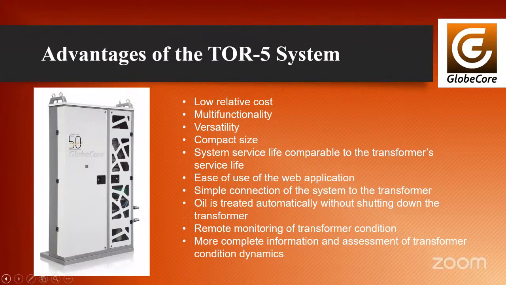And now, to sum up this presentation, let's talk about the advantages of the Tor5 system. So, it's cost-effective. Tor5 is cheaper than buying new transformers and avoids losses from failures. Multifunctional: monitors transformer parameters, filters and dries oil, and informs the user about equipment status. Versatile: works with new and old oil-filled transformers of different types.